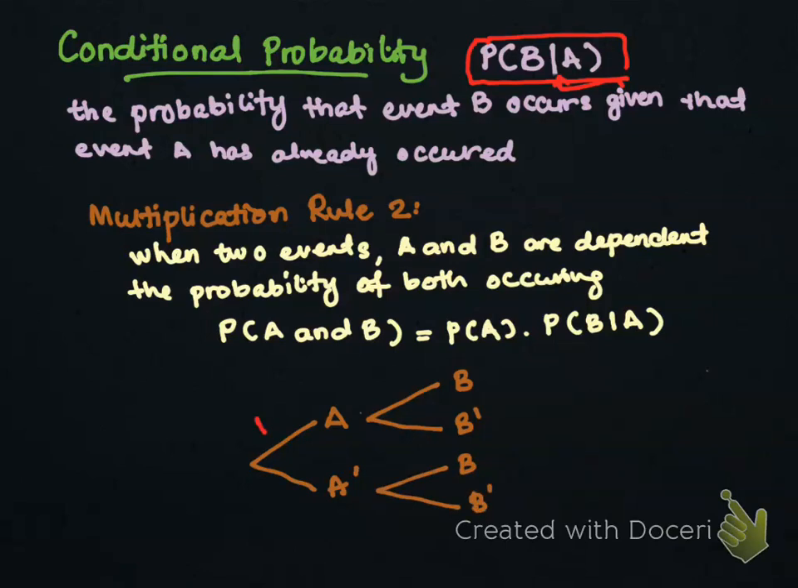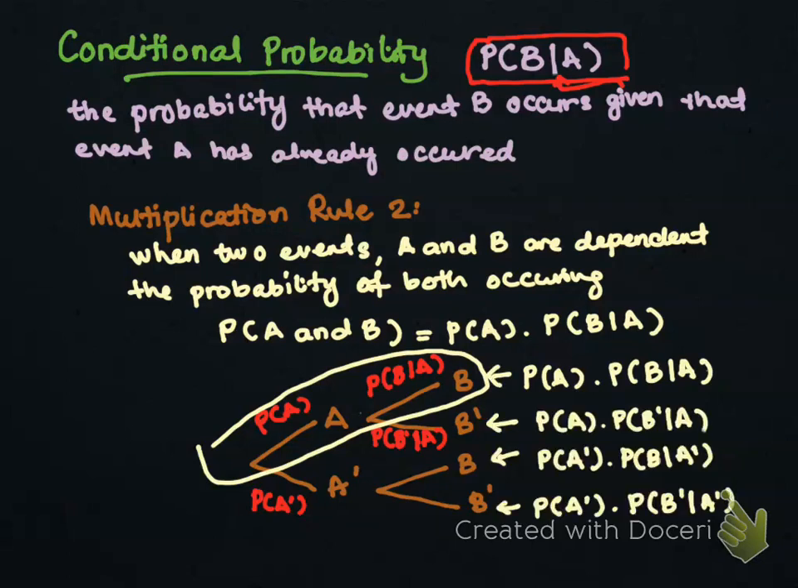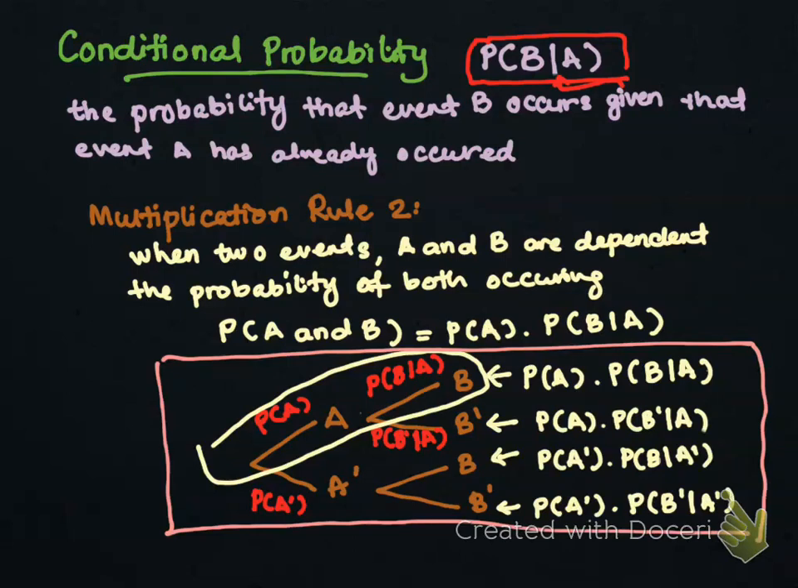So this here will be the probability of A. The second branch is the probability of A prime. For the second event, it will be the probability of B given A. The second branch of the second event will be the probability of B prime given A. If we multiply along this branch, it will be the probability of A times the probability of B given A for this part. Here is the outcome of your tree diagram for conditional probability.